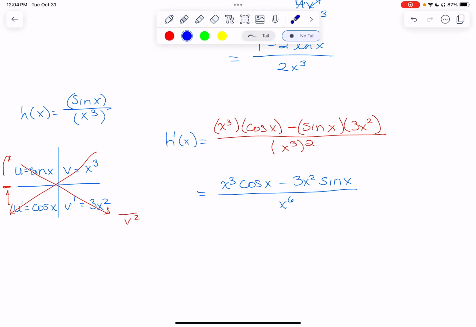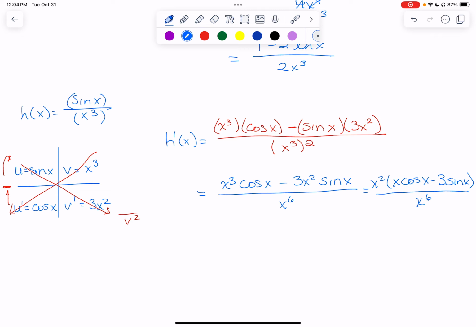Now, again, I'm going to notice that I have an x cubed here and an x squared here. So I can factor out an x squared from both terms. So let's go ahead and do that. So we're going to say this is equal to an x squared times an x cosine x minus a 3 sine x, as I run out of room over here on the edge. I thought it would fit, over an x to the 6th.